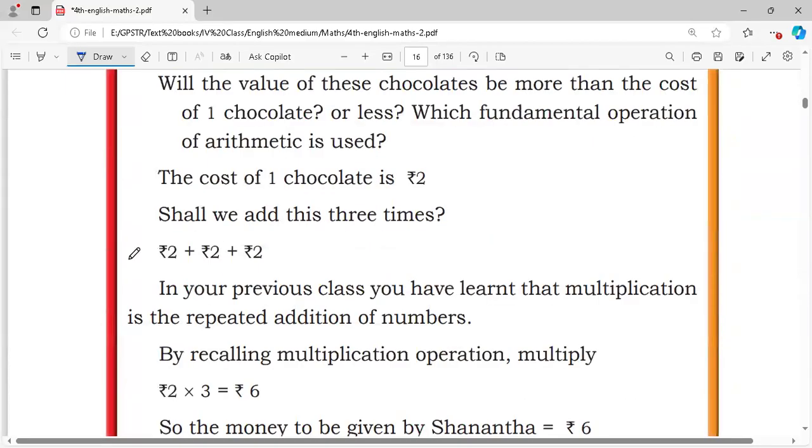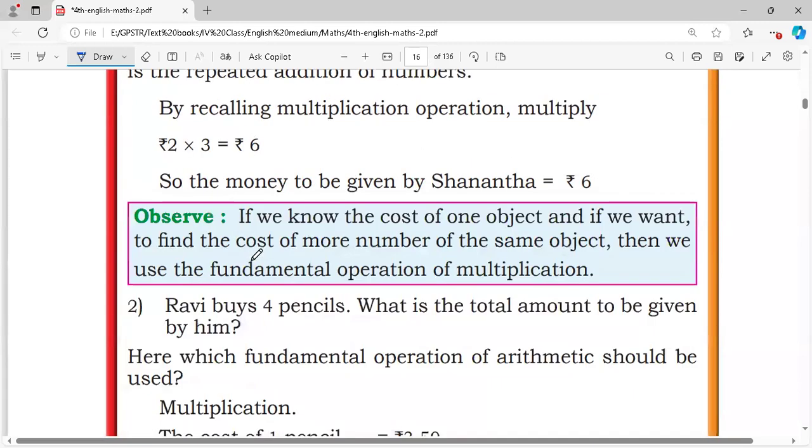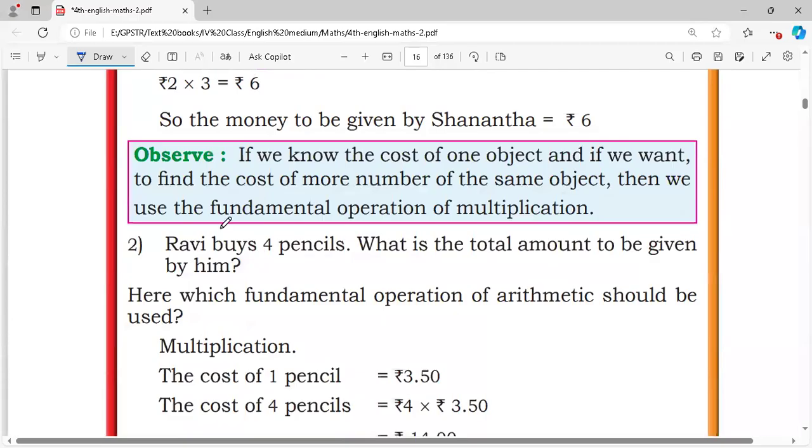They also did the same. 2 rupees for each, 3 times, 6 rupees. Observe. If we know the cost of one object and if we want to find the cost of more of the same object, then we use the fundamental operation of multiplication.